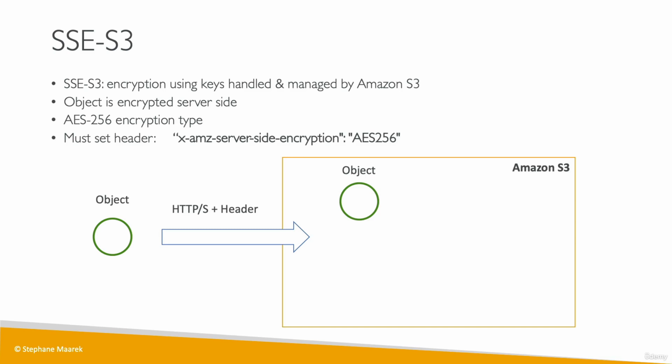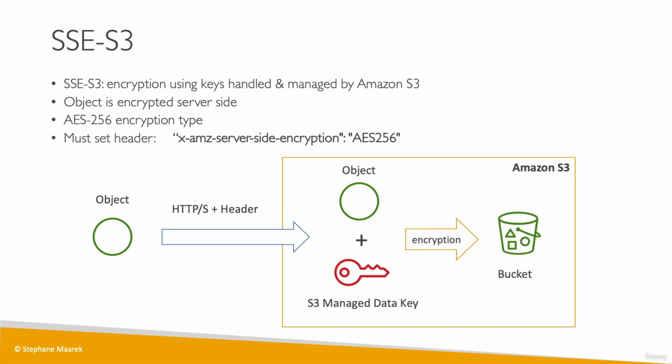And then Amazon S3, thanks to this header, knows that it should apply its own S3-managed data key. Using the S3-managed data key and the object, some encryption will happen and the object will be stored encrypted in your Amazon S3 bucket. Very simple. But in this instance, the data key is entirely owned and managed by Amazon S3.